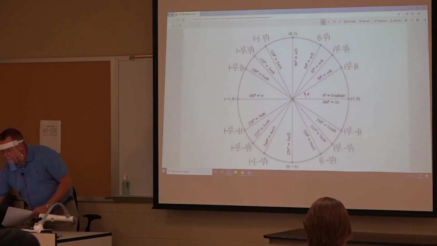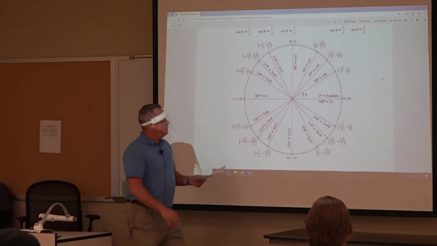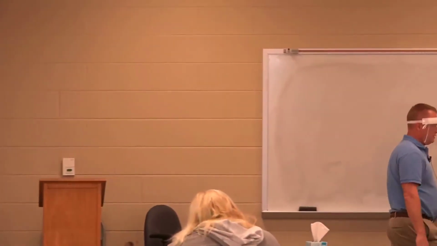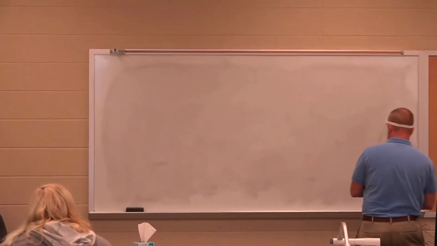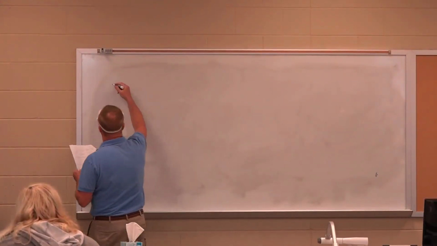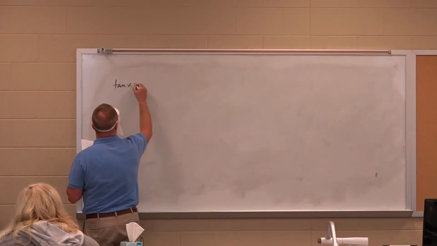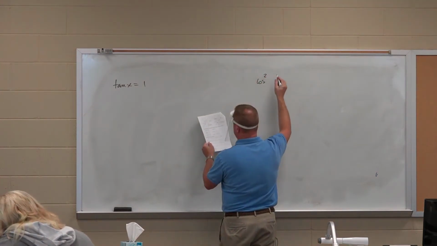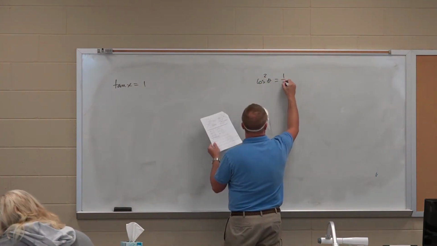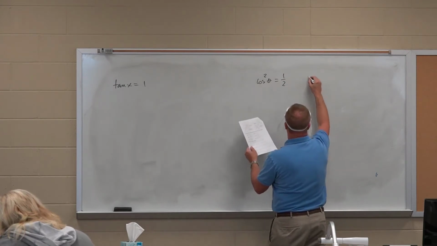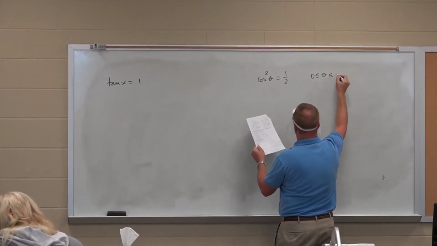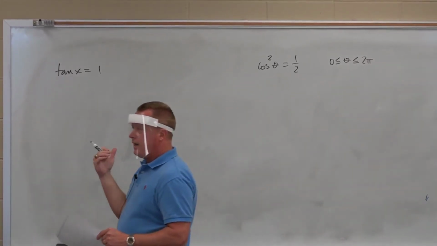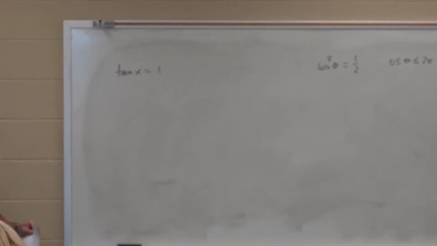Go a little smaller here. Okay. All right, so the first equation we've got is tangent x equals 1. And then the second one we'll write up here is cosine squared theta equals 1/2. And then it says theta is between 0 and 2 pi. Okay? So notice, how are the answers going to look different on these two equations?